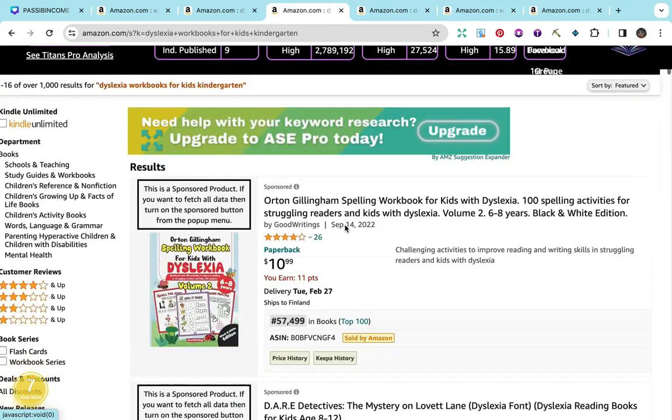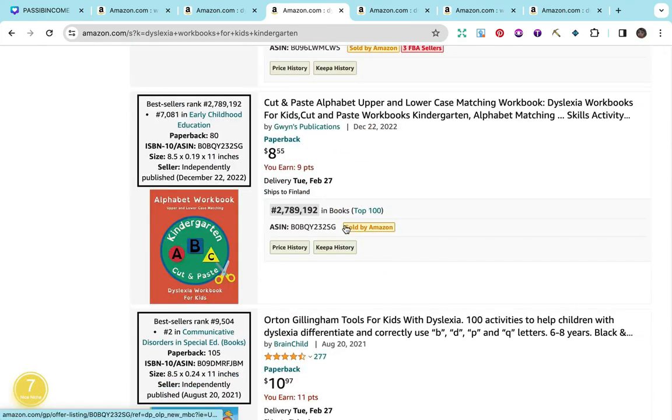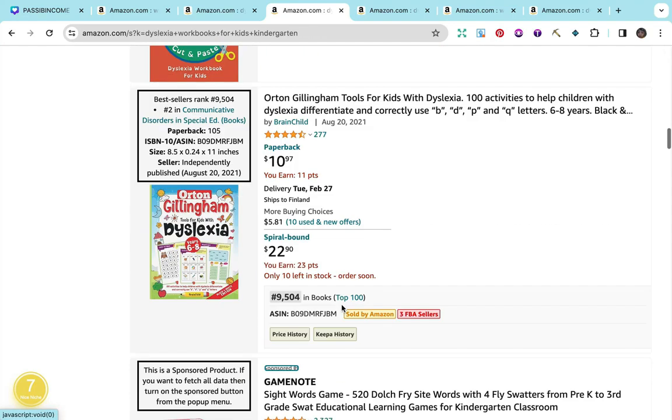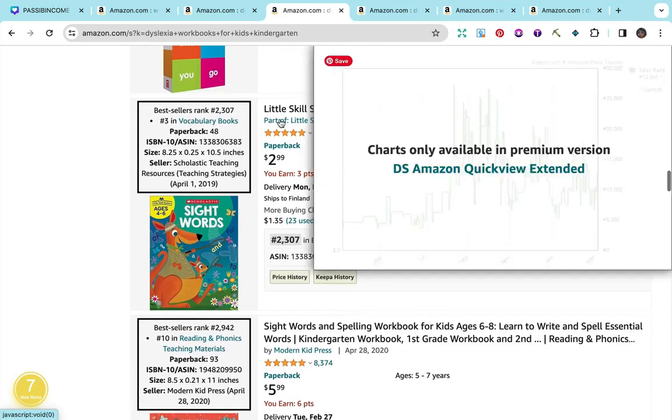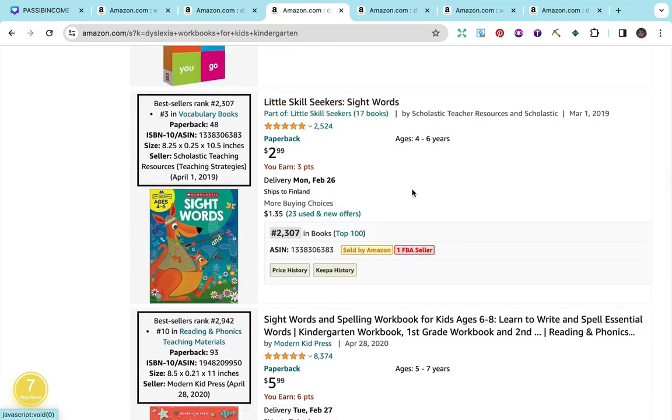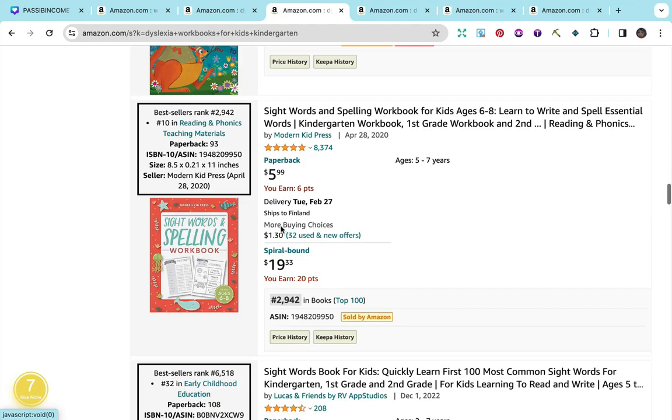Notice that there are also books to do with spelling. They're not specifically for dyslexia, but they are ranking quite well under this keyword. I just came across one right now. This one is the Little Skills Seeker Psi word. I think that's how you pronounce it. This is a Psi words and spelling workbook for kids ages 6 to 8.